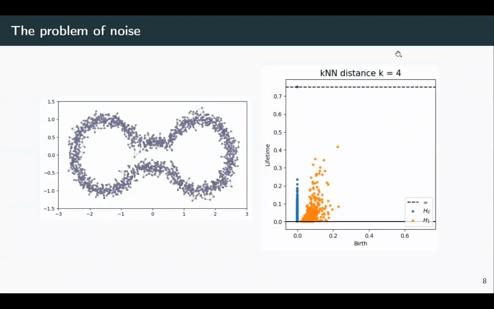If we decrease the value of k to k equal to 4, we eliminate this shortcut, but we have this connection. What's happening here is that the persistence diagram shows a lot of noise at the level of H1, and it's a diagram corresponding to a very noisy sample, but of a contractible space. And this is again wrong.